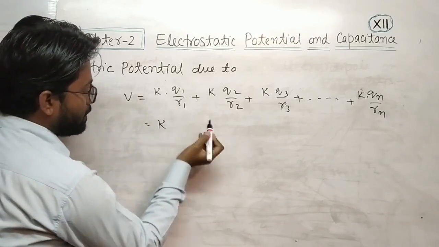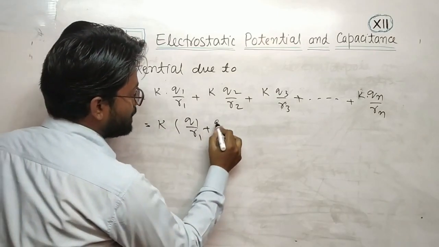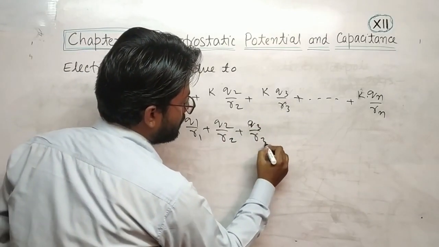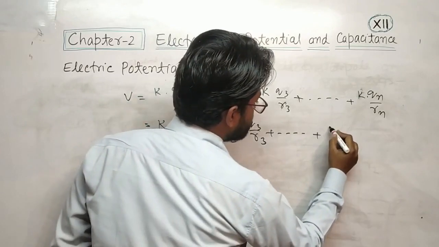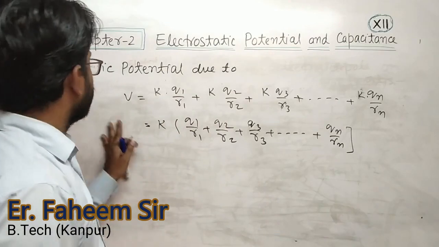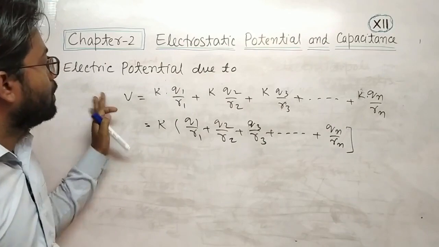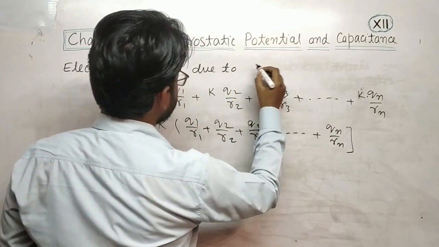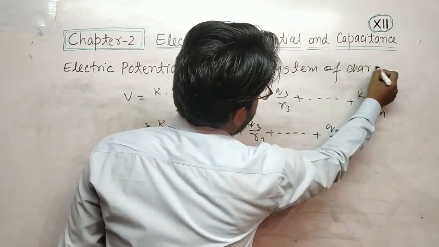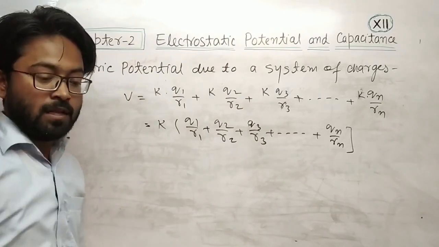We can take K common: K times Q1 upon R1 plus Q2 upon R2 plus Q3 upon R3 plus up to Qn upon Rn. This is the electric potential due to a system of charges.